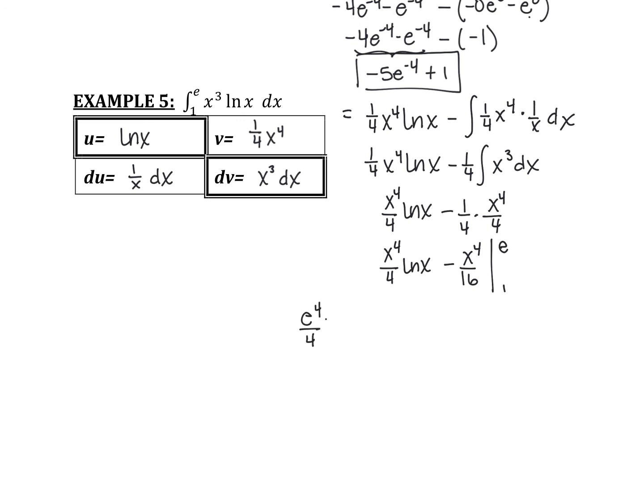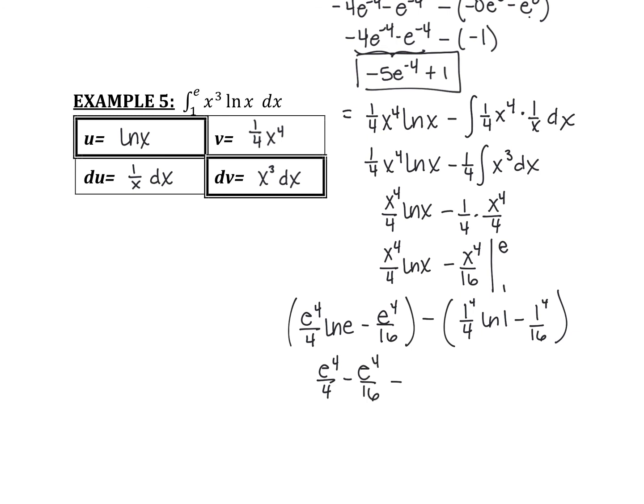So e to the 4th over 4 natural log of e minus e to the 4th over 16, minus, now substituting in 1, okay, combining like terms. Let's see. Natural log of e we know to be just 1, so this would be e to the 4th over 4 minus e to the 4th over 16. Minus, natural log of 1 is 0, so this expression goes away, leaving me with negative 1 over 16.